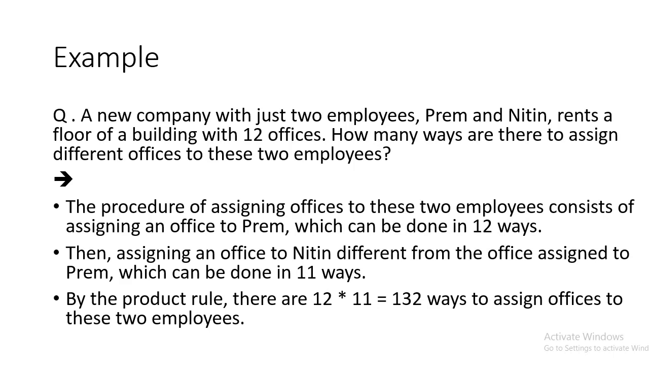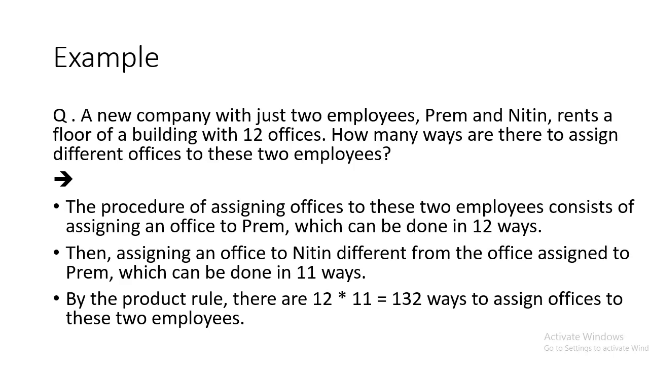Okay, what is the question? A new company with just two employees, Prem and Nitin. These two employees rent a floor of a building with 12 offices. Means there are 12 offices and only two employees. So the question is, how many ways are there to assign the different offices to these two employees?